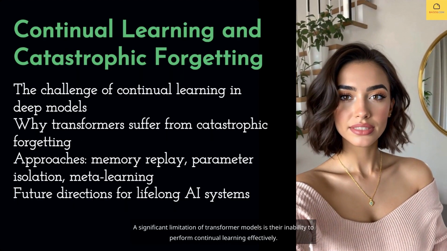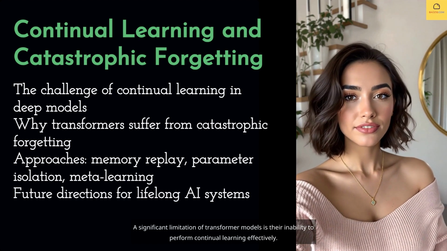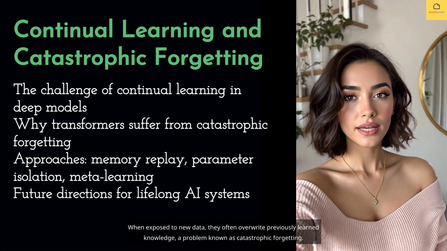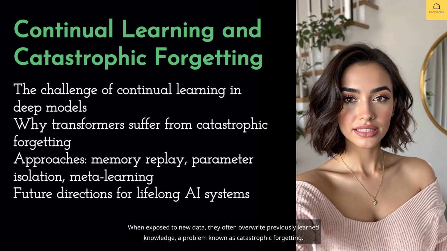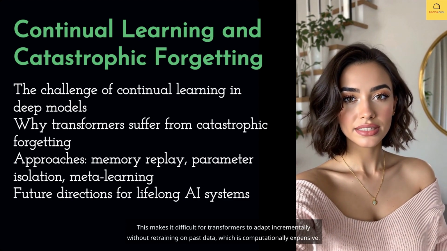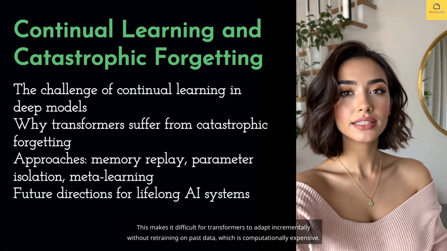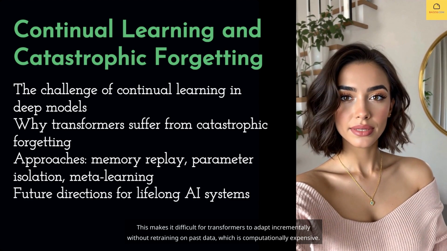A significant limitation of transformer models is their inability to perform continual learning effectively. When exposed to new data, they often overwrite previously learned knowledge, a problem known as catastrophic forgetting. This makes it difficult for transformers to adapt incrementally without retraining on past data, which is computationally expensive.